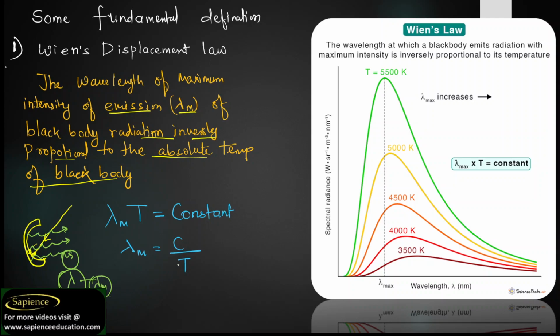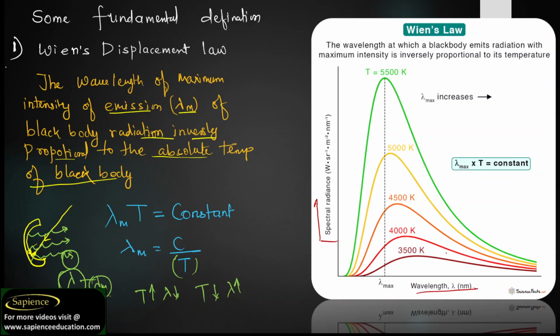So the wavelength is inversely proportional to the temperature. If the temperature is very high, the wavelength will be less. If the temperature is very low, the wavelength will be very high. From the graph, we can understand how this situation changes. So let us see the graph. The y-axis shows the spectral radiance, and the x-axis shows the wavelength, comparing the spectral radiance with wavelength.